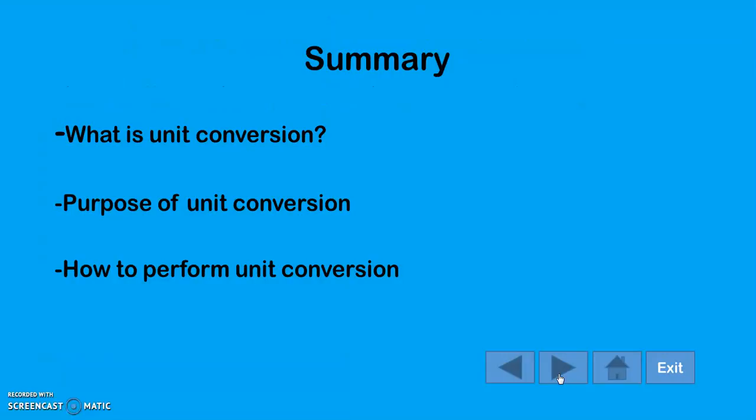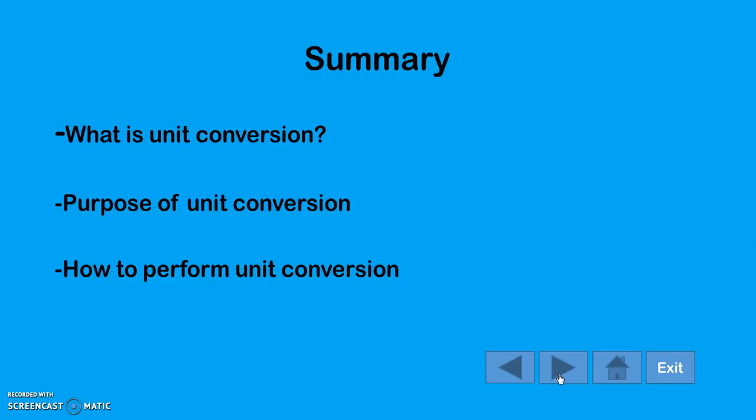Let's summarize what we've discussed today. We define unit conversion as the changing of one unit form to another. We stated that the purpose for unit conversion is to perform calculations and provide a common language between scientists. We talked about how to perform unit conversion, and we said that the most precise method for unit conversion is a step-by-step process outlined and demonstrated in this presentation.